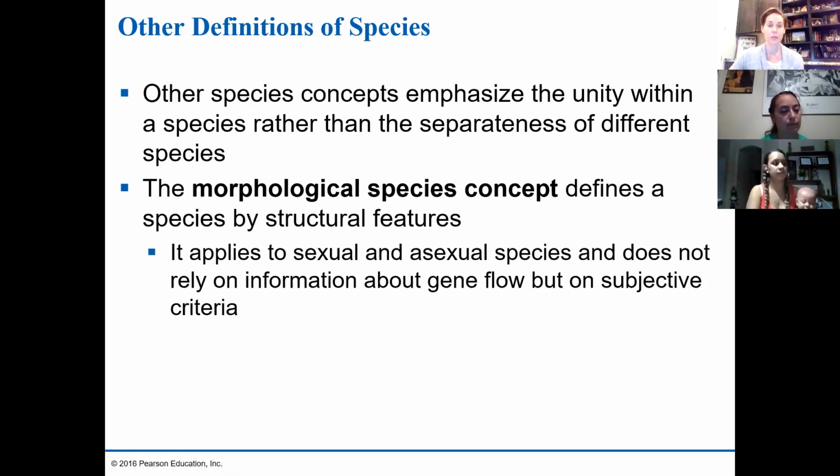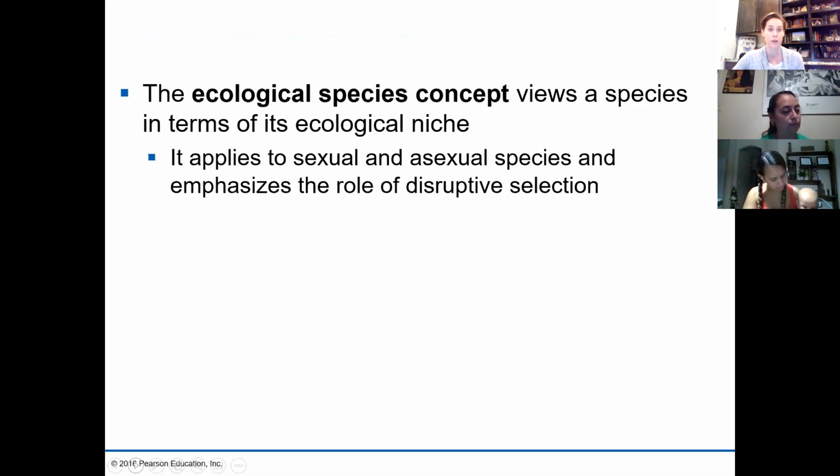The morphological species concept is a different way of defining species, and it looks at structural features. So biological is that you reproduce, you produce viable offspring. Morphological is that you look very similar to one another. And then the ecological species concept views the species in terms of its ecological niche. Do they live in the same space?